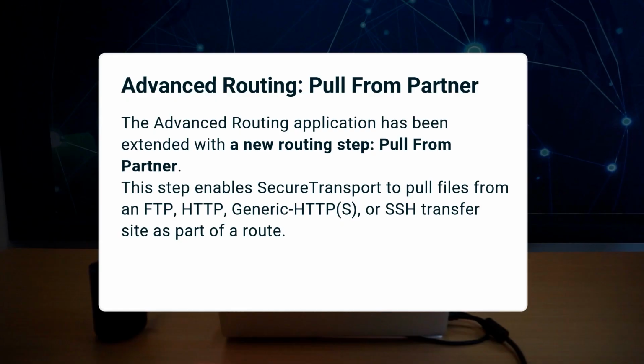The advanced routing application has been extended with a new routing step, Pull from Partner. This step allows downloading files from external partners over FTP, HTTP, generic HTTP, and SSH transfer sites as part of a route. Unlike the other two routing steps, Send to Partner and Publish to Account, this new Pull from Partner step is intended to provide input files for another step and should therefore be added as the first step in a route.